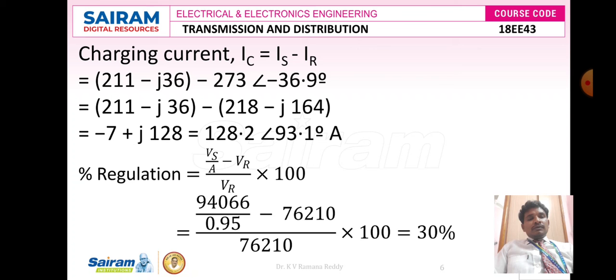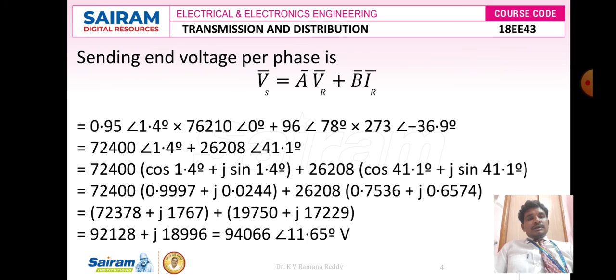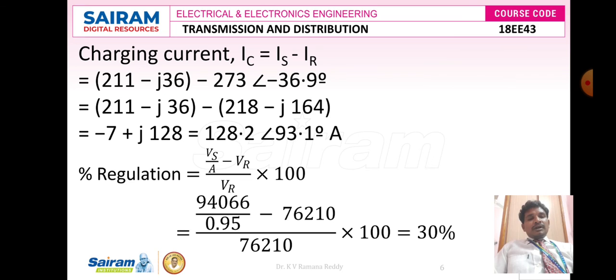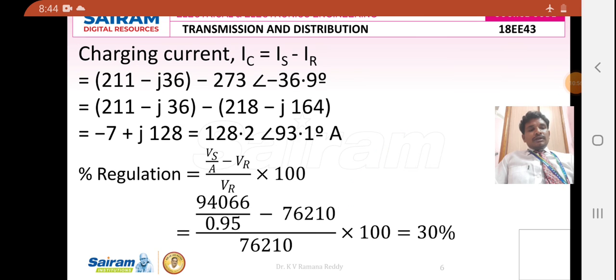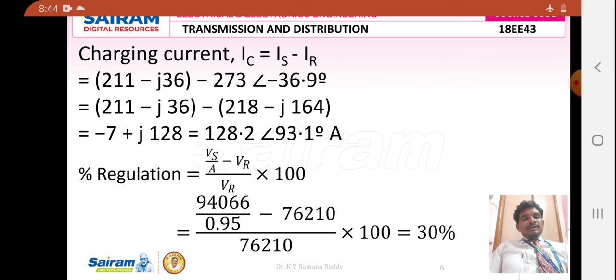Here we know that the receiving end voltage with no load is Vs by A. So we write Vs by A. Vs is the sending end voltage that we got, 94,666, divided by A, which is given as 0.95, minus 76,210 divided by 76,210. After doing simplification, we got the regulation, that is 30%. So 30% of voltage regulation has occurred due to the presence of line parameters which are distributed uniformly throughout the given length of the transmission line.